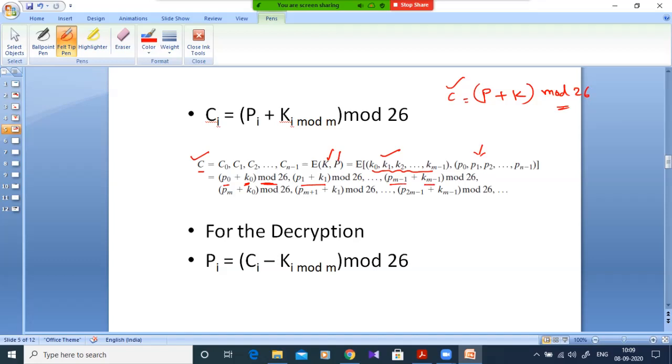Now this is the number of letters. See here, 3 plus 3, 3, 3, and so on. So 1, 2, 3, 4, 5, 15 letters. So the number of letters in the plain text will be more compared to the key.